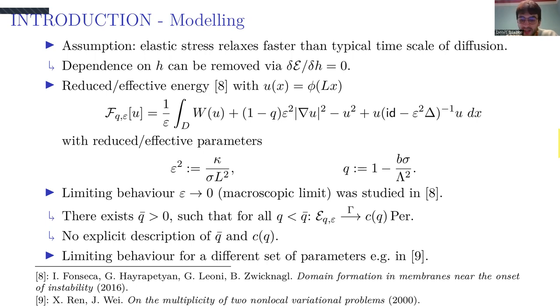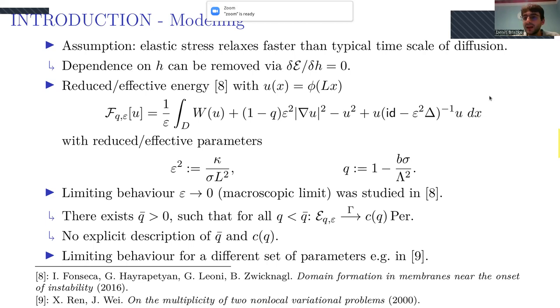So at this stage, my project kicks in and says, okay, let us figure out what are the parameters involved. Can I compute this Q bar? Can I compute the C of Q? And can I maybe find a regime of parameters, especially parameter Q, for which I can determine where pattern formation occurs or not?